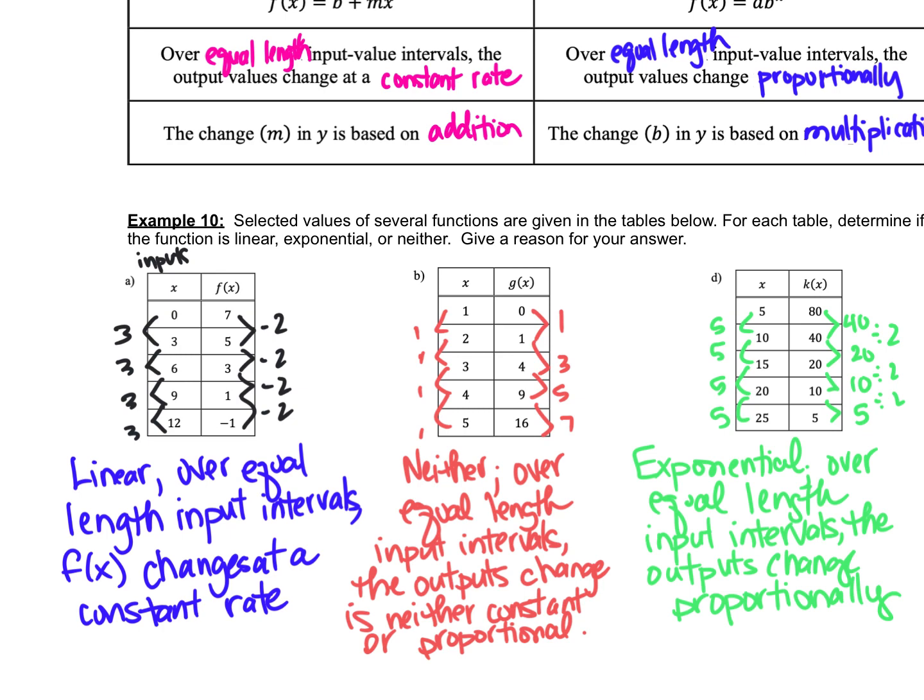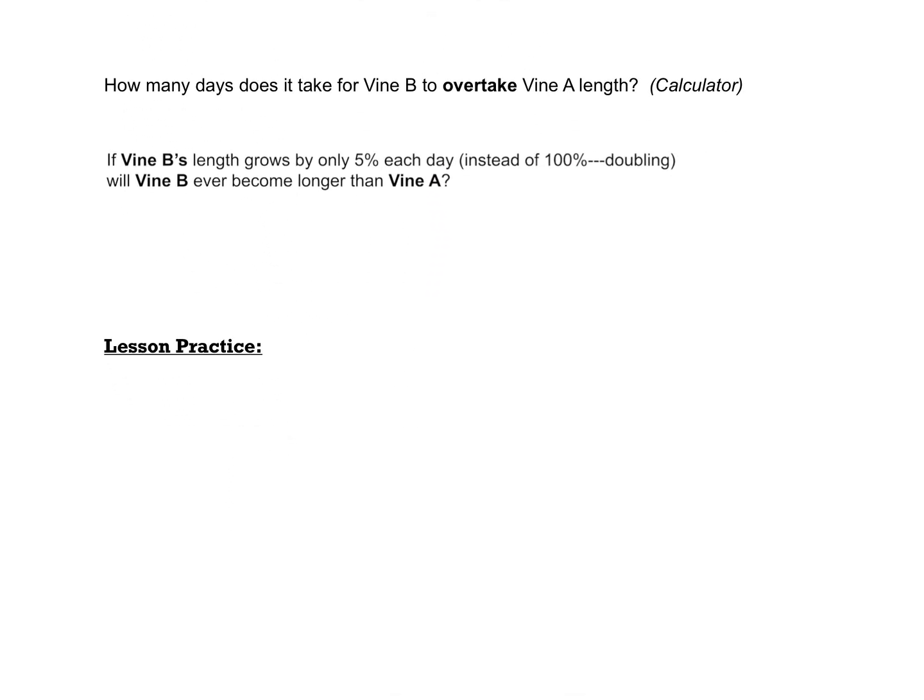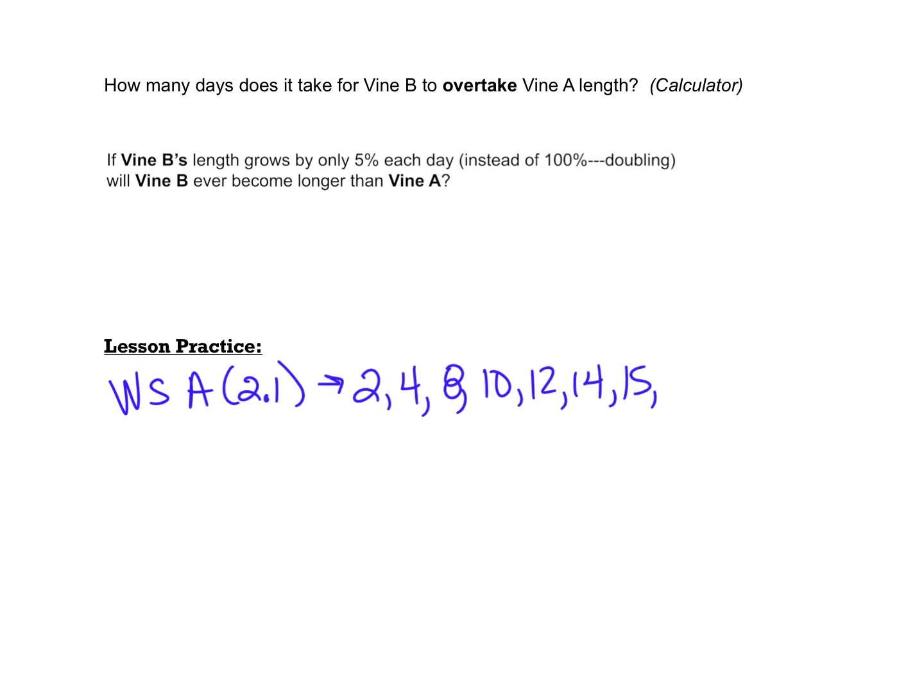But let's look down. Here's what I'd like for you to do as lesson practice. Two worksheets, not a ton. Worksheet A for 2.1, just to practice all the different things we talked about: 2, 4, 8, 10, 12, 14, 15, and 17. And then worksheet A for 2.2, that's got the tables and some application word problems: 1, 3, 4, 5, 6.